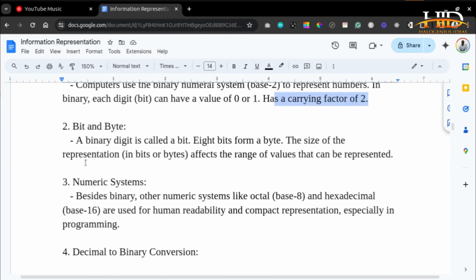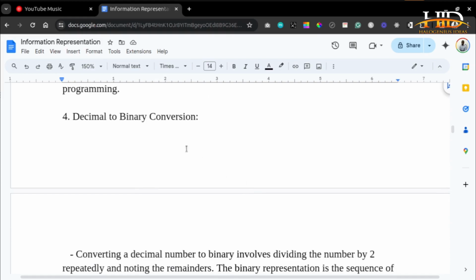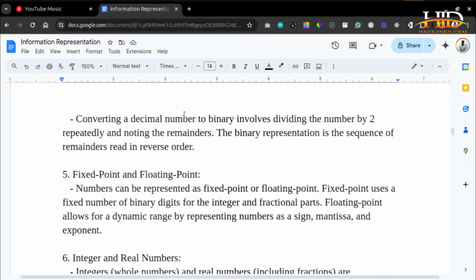So we have the bit and the byte as well. A binary digit is called a bit. 8 bits form a byte. The size of the representation in bits or bytes affects the range of values that it can represent. So we have the numeric systems. Apart from binary, we have the octal and the hexadecimal, that are also used for human readability and compact representation, especially in programming. We also have the decimal to binary conversion, which involves dividing the number by 2 repeatedly. We are going to take a look at 3 examples of this.